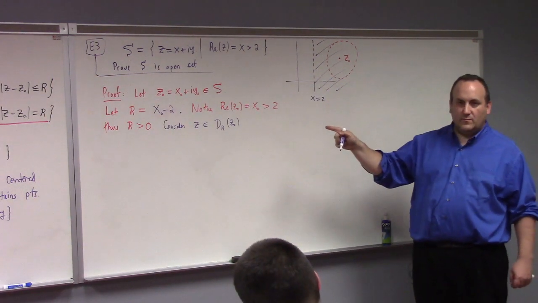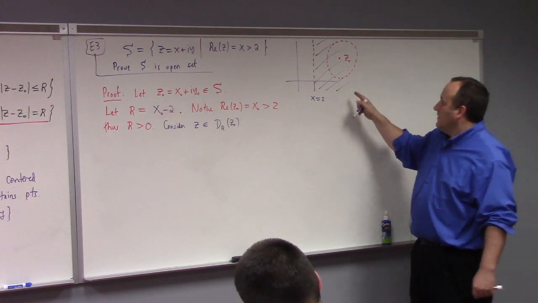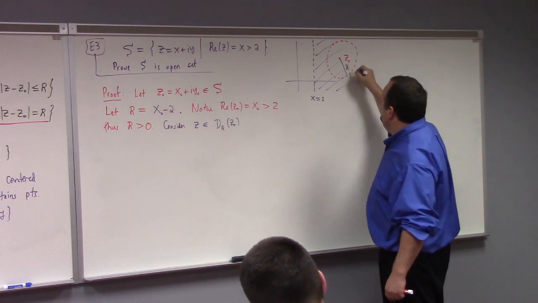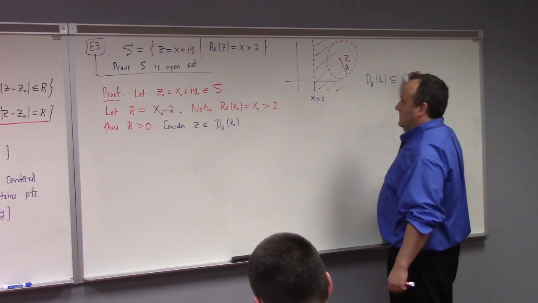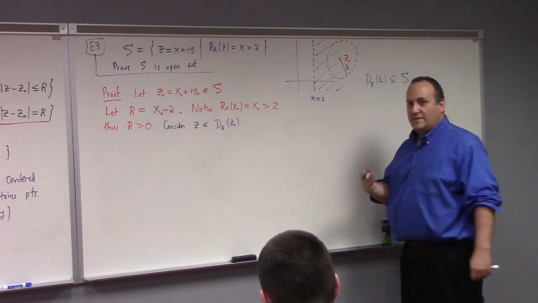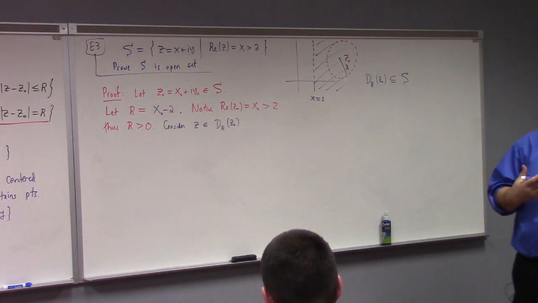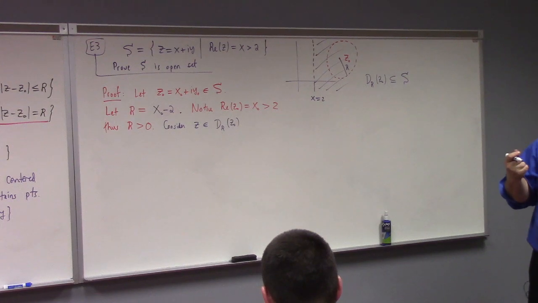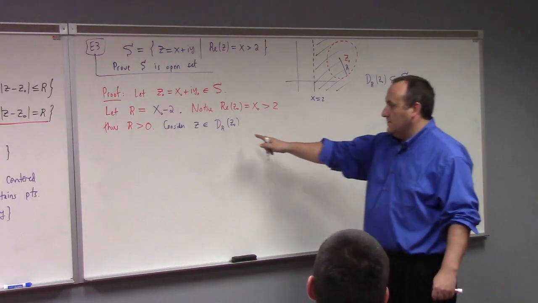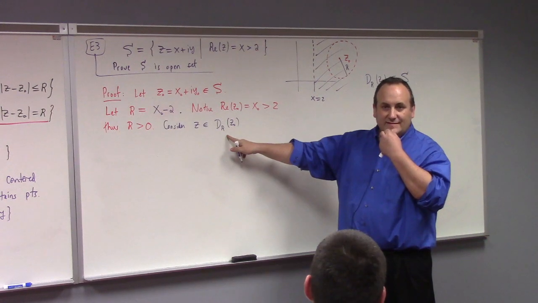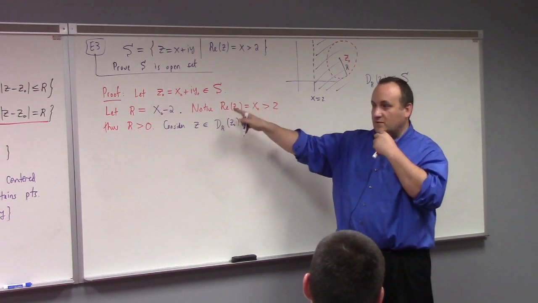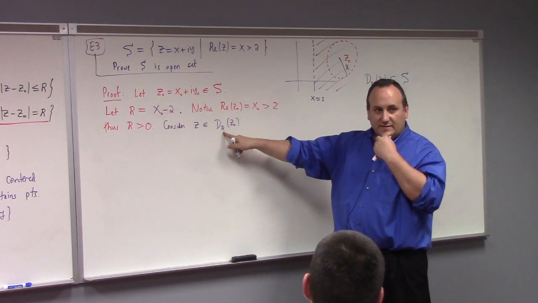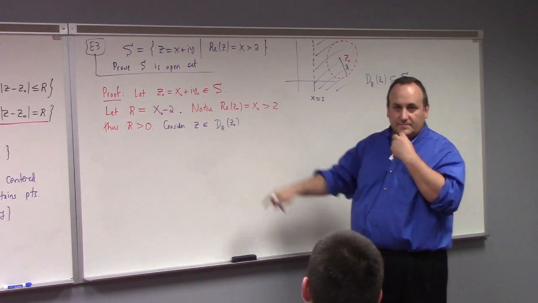We need to show what? I want to show that the disk of radius r centered at z naught is a subset of S. That's what it takes to prove that this is indeed an interior point. So I need to show that if I pick a point in this open disk, it's necessarily in S. If I can do that, I've then shown an arbitrary point inside this disk is inside S, which shows that this disk is in fact a subset of S, which is what we want.